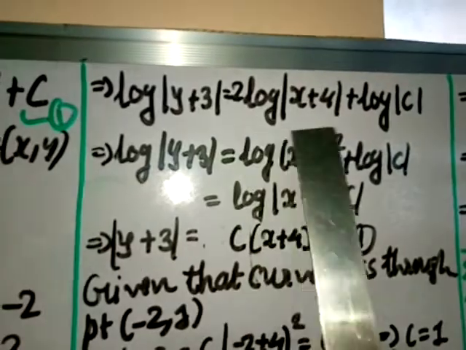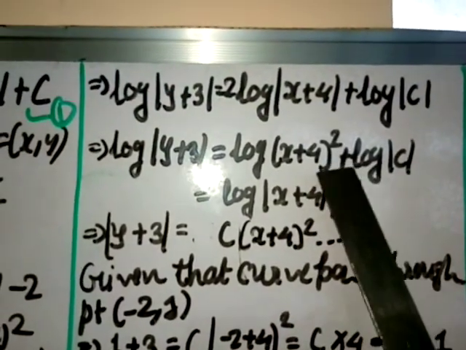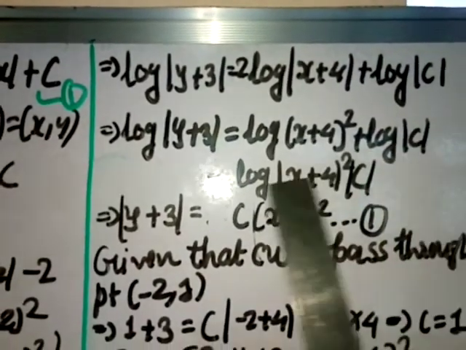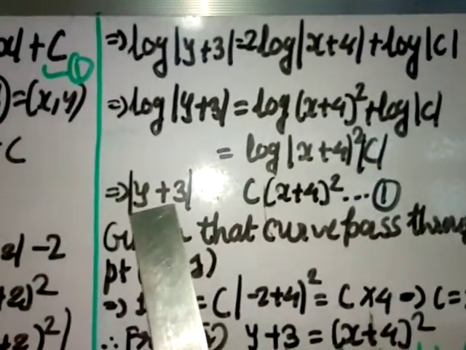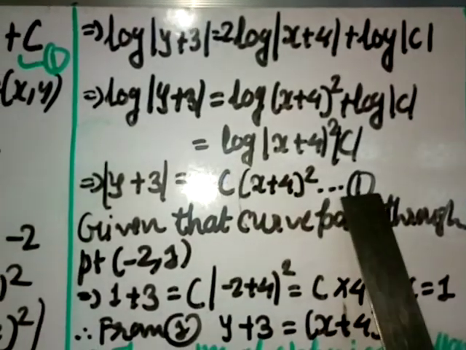And this 2 you can take as a power, so you get log x plus 4 power 2 plus log c. Log m plus log n gives you log m into n. So log x plus 4 whole square into c. Now both the sides have log, so you can cancel the log. You can write y plus 3 equal to c times x plus 4 whole square, call it number 1.